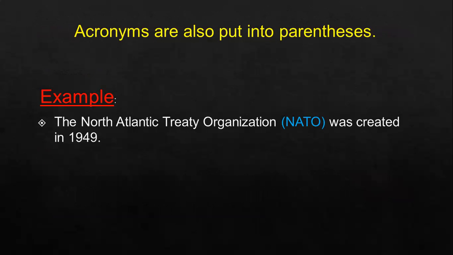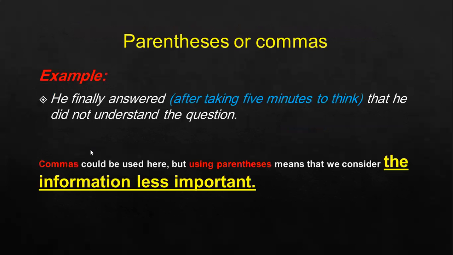Case number 4, for acronyms, we also put acronyms into parentheses. The North Atlantic Treaty Organization (NATO) was created in 1949. In the first slide, we said that we use parentheses to enclose additional non-essential information. And we said before, when we studied commas, that we use two commas to include non-essential information. So what's the difference? Should I use parentheses or two commas?